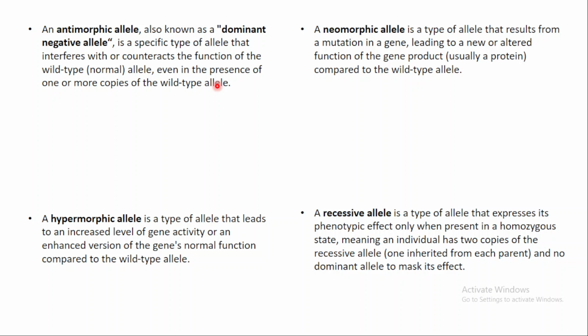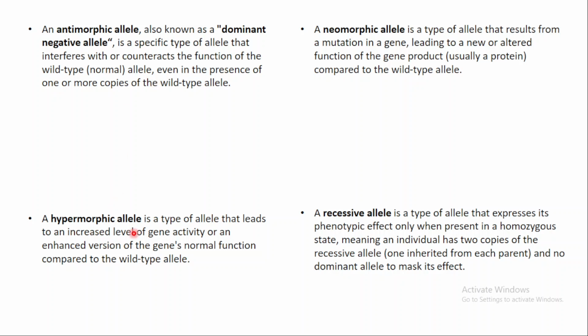Okay. Let me just go through it again. The antimorphic allele is known as a dominant negative allele, a specific type of allele that interferes with or counteracts the function of the wild type normal allele, even in the presence of one or more copies of the wild type. So it will be dominant over the wild type and it will produce a negative effect. That's why it is antimorphic or dominant negative.